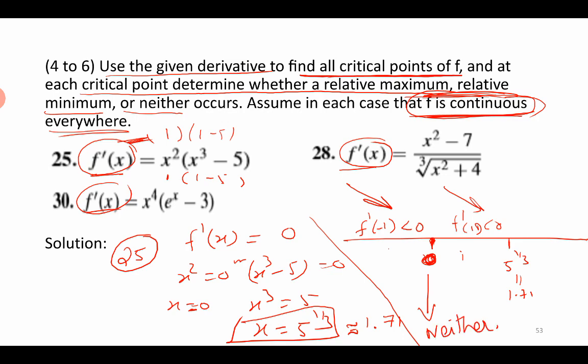At this critical point x equal to 0, we neither find a maximum nor a minimum because both sides are decreasing. If the left side is decreasing and the right side is increasing, then you can find a minimum here. That's not the case. Let's try the next one.